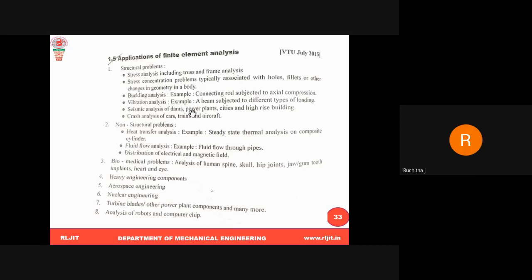Yes, sir. Now, one more question: the usual applications. As I already mentioned, it can be applied to any type of application, like structural problems. Structural problem means you can take a structure. What do you mean by structure? Sir, a shape. Okay, shape. What do you mean by structural problems?